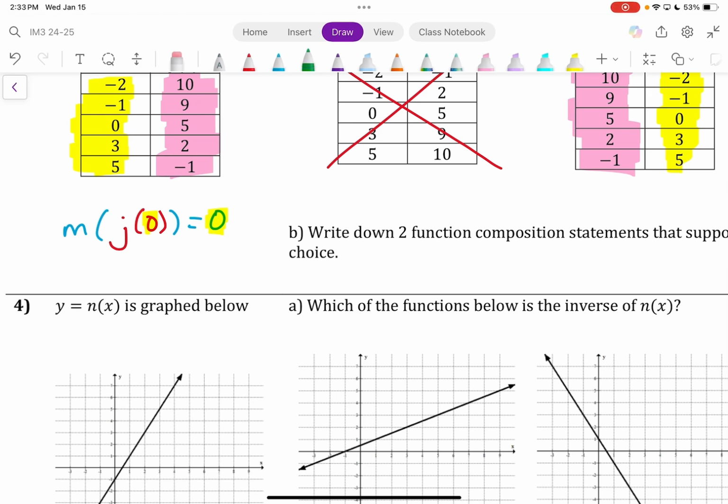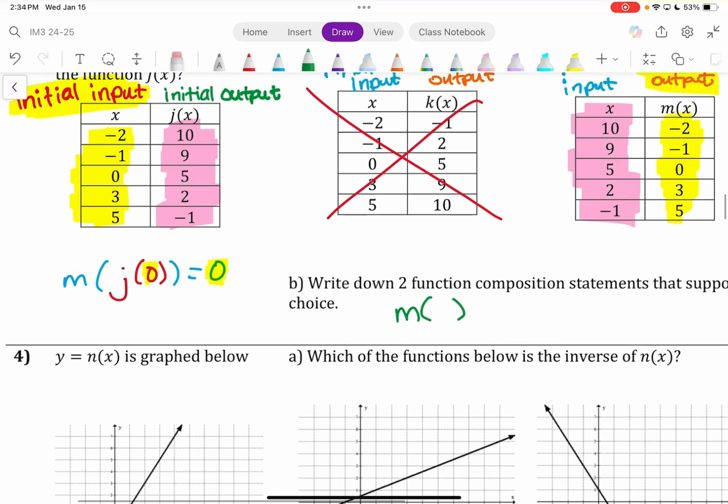Let's go ahead and do our second statement now and switch the order of the functions. Let's start with m. Now, because we're doing m, I need you guys to pick any number as long as it's from the pink table, from the pink column. Which number? 2? Okay, let's do m of 2. M of 2 would get plugged into function j. And for these two to be inverses, what must my output be equal to? 2. There you go. Okay.